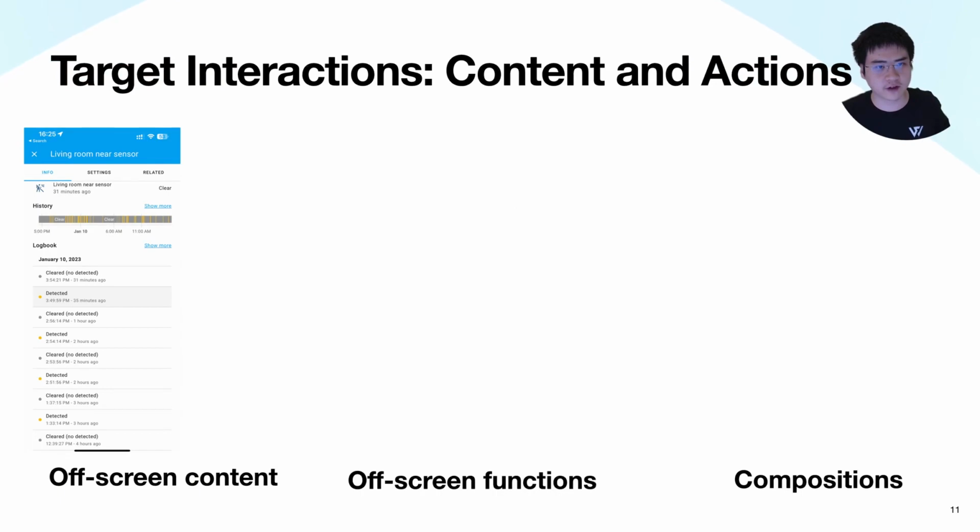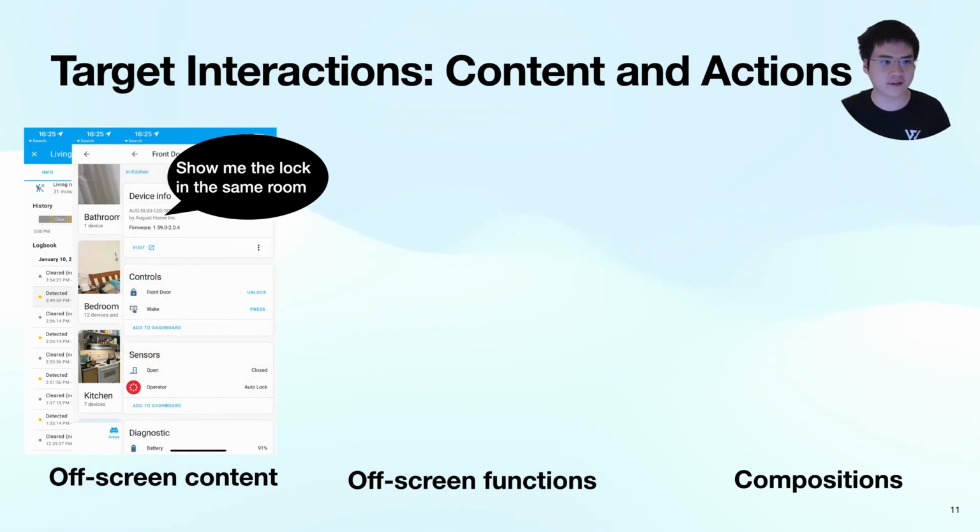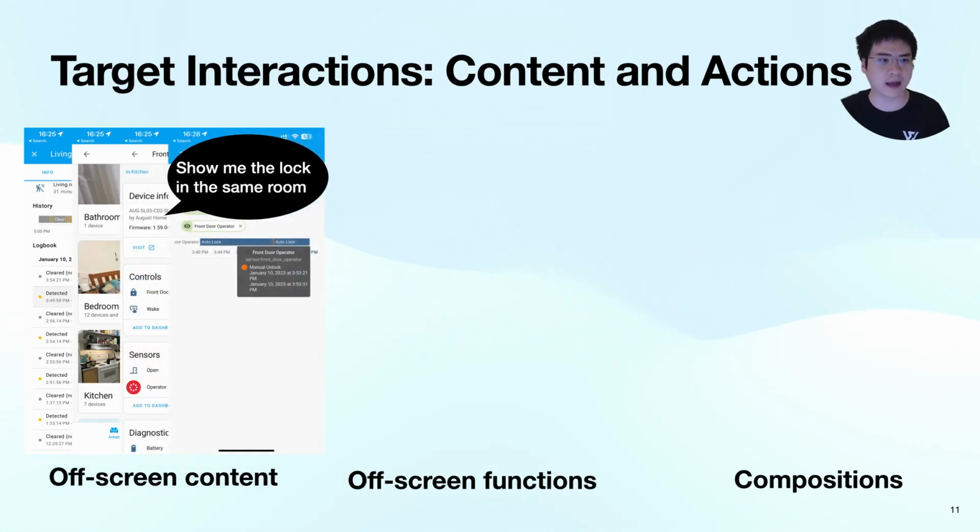The first type of interaction we're working with is accessing off-screen content. Let's say we're in this Home Assistant app, and I notice that there's some activity in my living room, and I want to know if there's nothing broken, like nobody broke into my living room. So I want to check the log in the same room, right? And now it should understand which room I am in, find the log in that room, and show me the status, the history of that log, so that I know somebody entered the room, nothing's broken, it's just my wife.